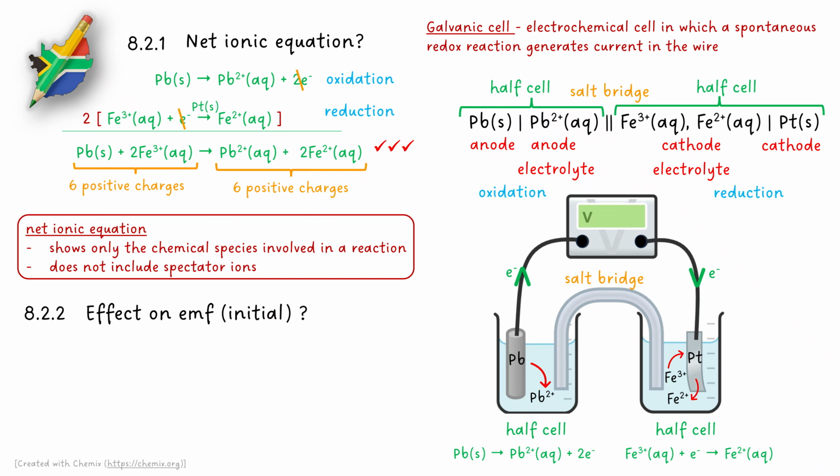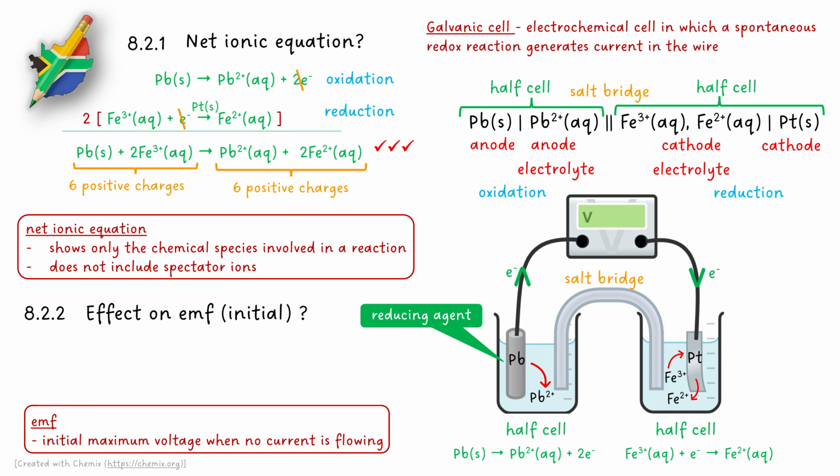Next, we are told a stronger reducing agent is used, and we need the effect on the EMF. Now the species which is oxidized is the reducing agent. So here the reducing agent is lead. And the difference in the electrode potentials of the two half cells will give a voltage reading on the voltmeter. The initial EMF is the voltage or potential difference before the reaction starts, when no current is flowing, when the circuit is open.